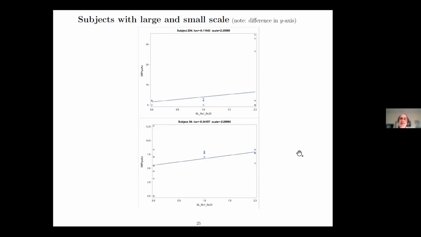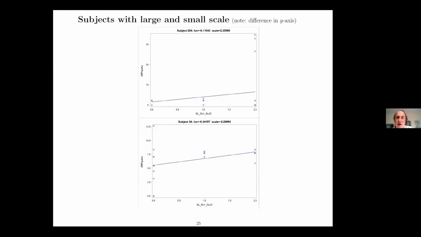So this is just to give you a flavor of what this random effect of scale is really getting at, which is the degree of within subject variance at the subject level. How consistent is a subject? How erratic is a subject? And that's what it's picking up.